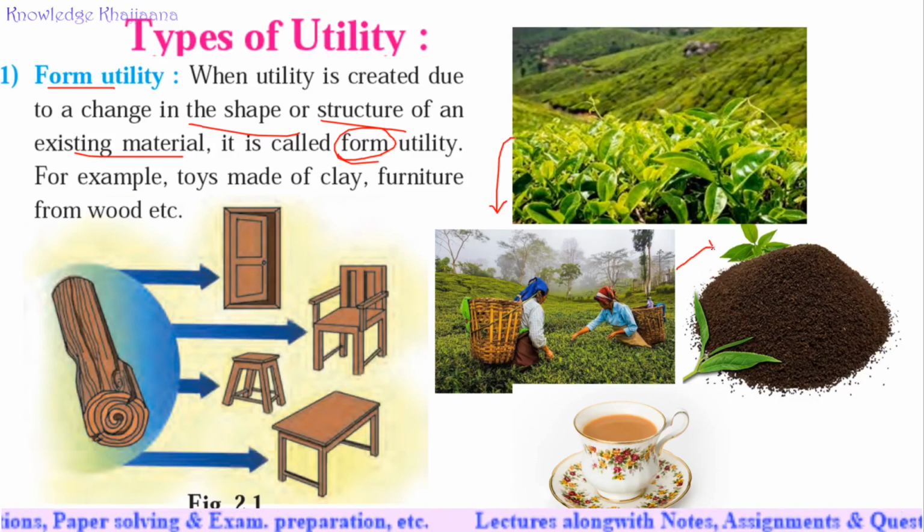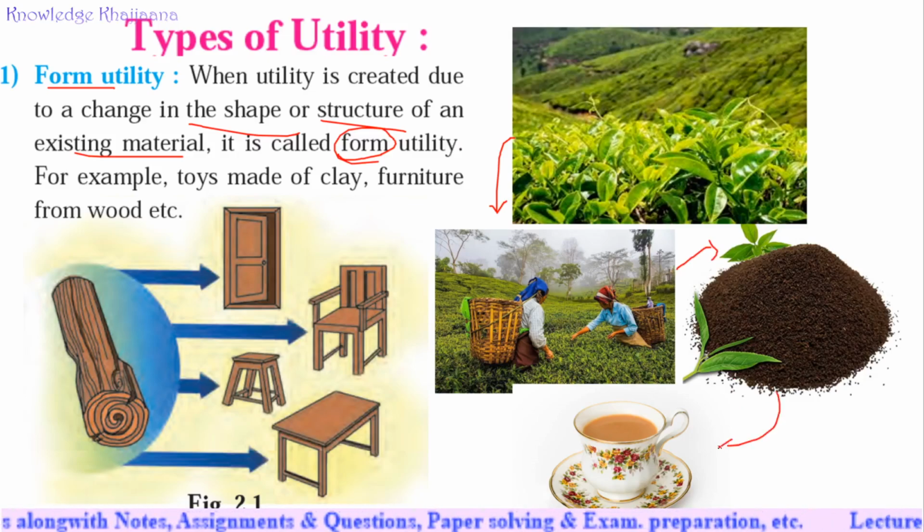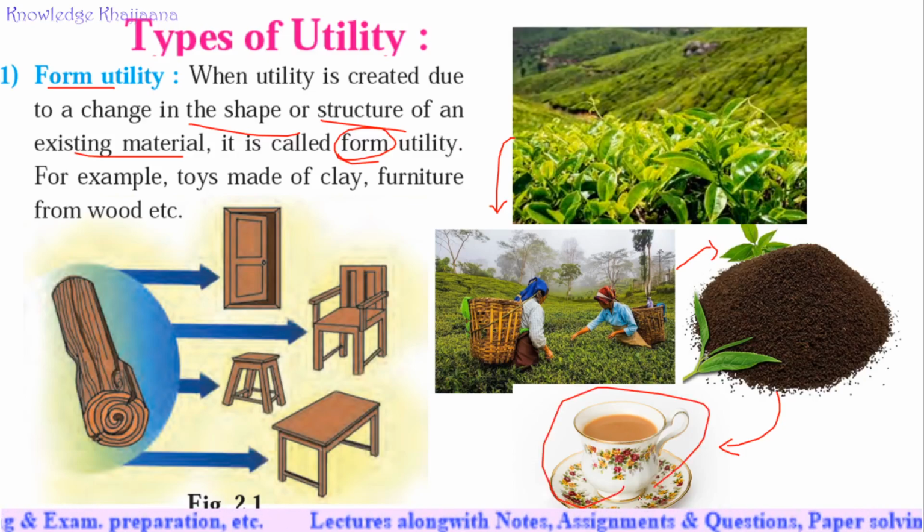And they must be filtered. Then we can make the tea powder and utilize it in the tea, right? So this cup of tea gives us the satisfaction and utility. But can the leaves give us the same? No. See, the leaves must be transformed. Similarly for the coffee beans. Coffee beans also need to be transformed. Transform means its form must be changed. The shape and structure of the existing material must be changed.